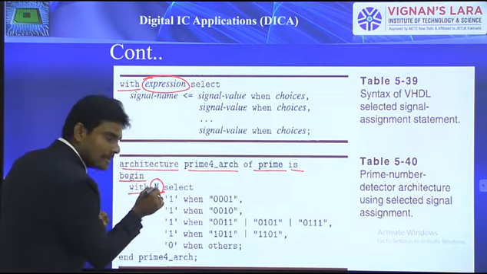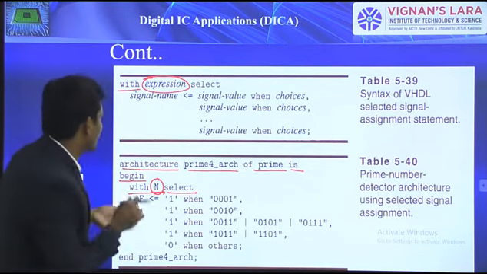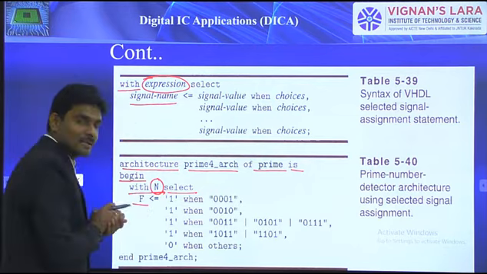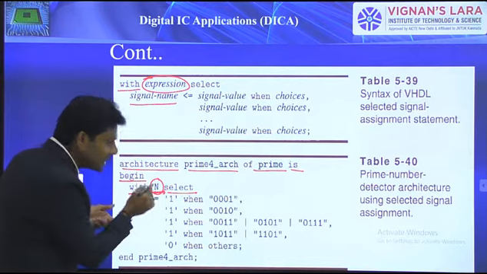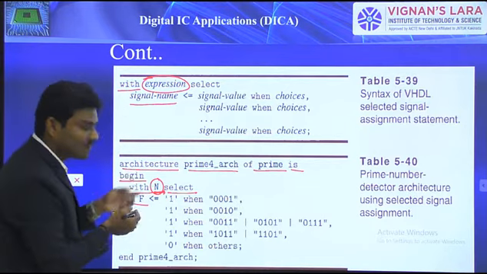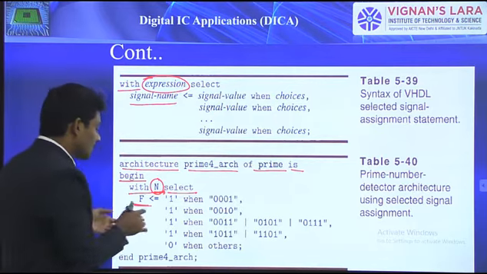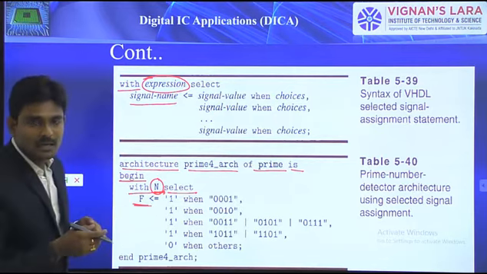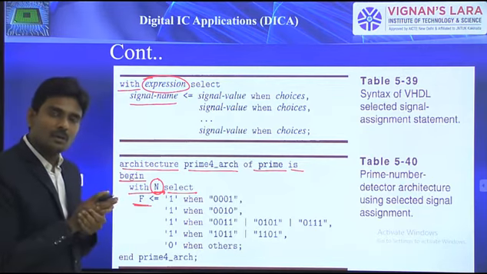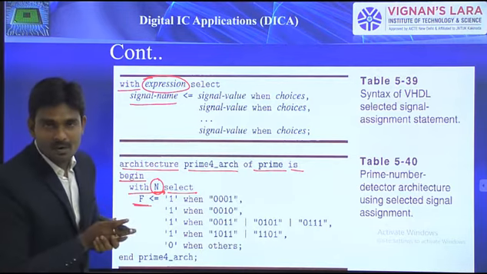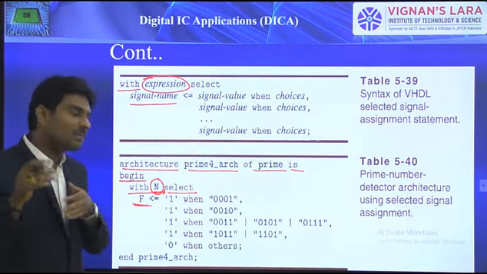So with n as the expression, then select is a keyword. Then after that, the signal name, directly I considered f. Here also I am describing the output by looking at the inputs itself. By verifying the n value, I am assigning a value for output f. As you all know, here we consider the 4 input prime number detector, so within 4 inputs there are 16 combinations, from 0 to 15, and whatever prime number is present between 0 and 15, it can detect.